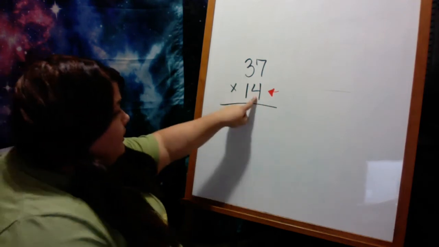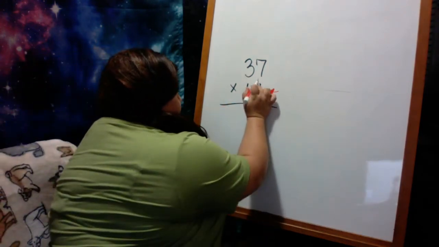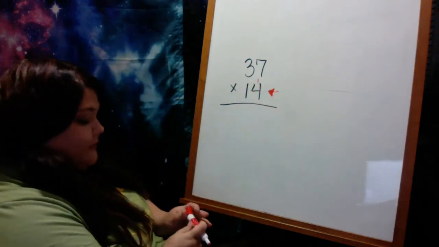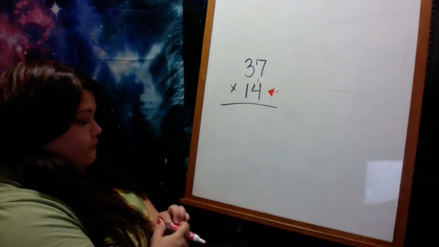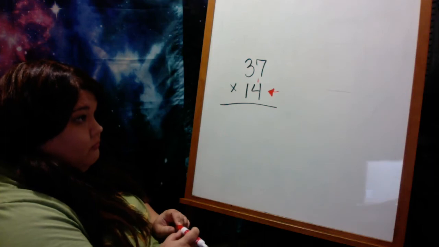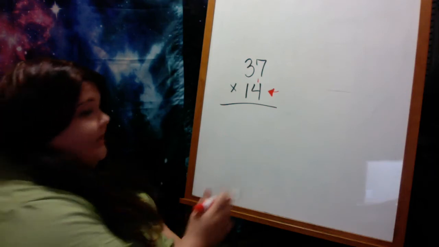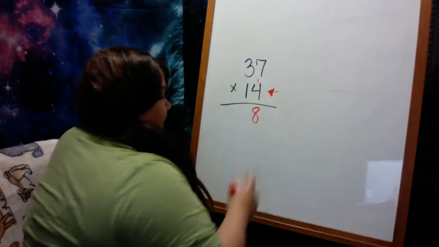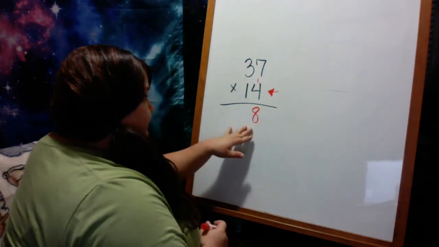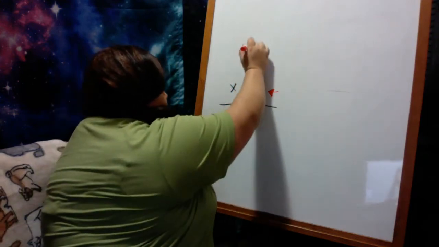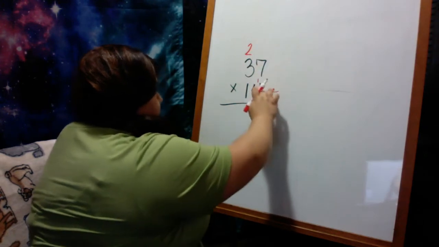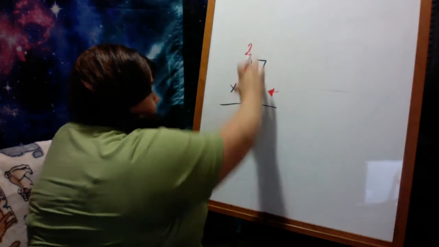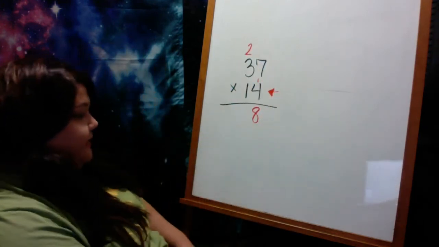So I have 4, and I'm multiplying it by that 7. So I have to ask myself, well, what's 4 times 7? 28. So I put my 8 down here, just like if I were adding. I show I have 8 ones, but I have 2 tens, because 7 times 4 gives me 28. So I put my 2 in my tens place and my 8 in my ones place.